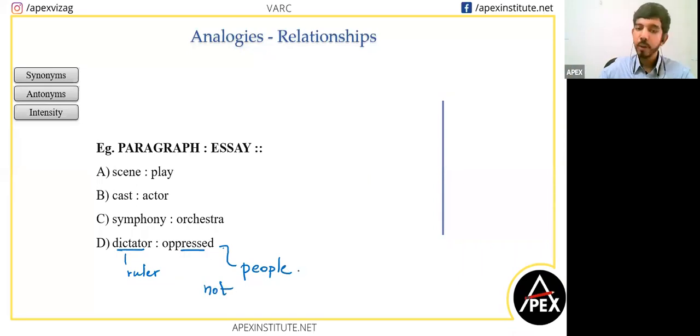So why did Indians fight for independence from British? Because we were oppressed. We were ill-treated. We were not given the same citizenship rights as other people. Yeah? So these are the oppressed. Those whose rights are not allowed. Okay, so dictator is ruler and oppressed are the people.